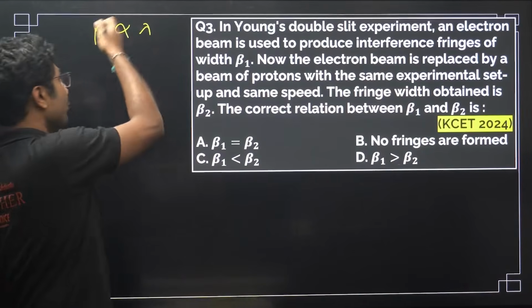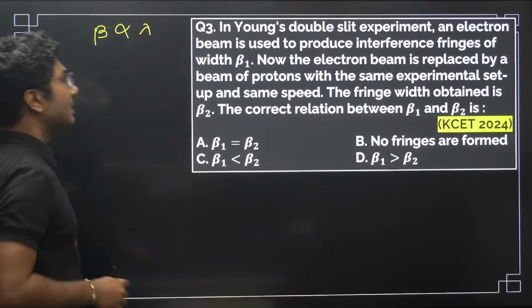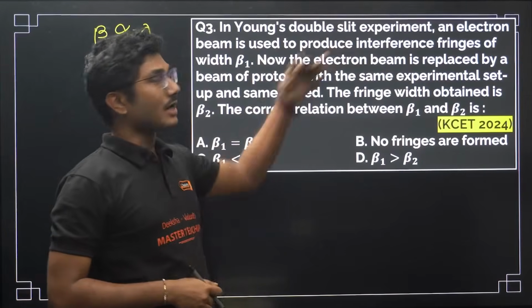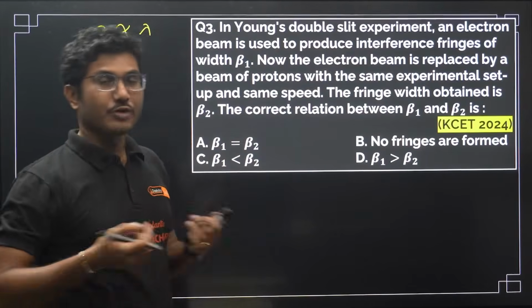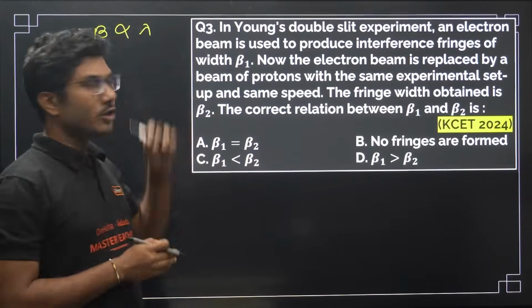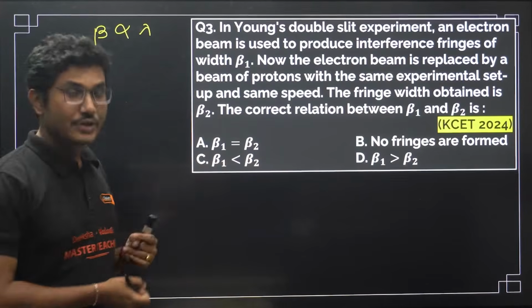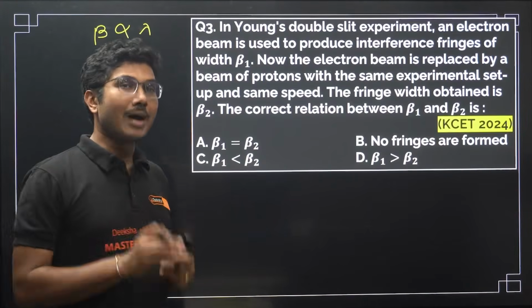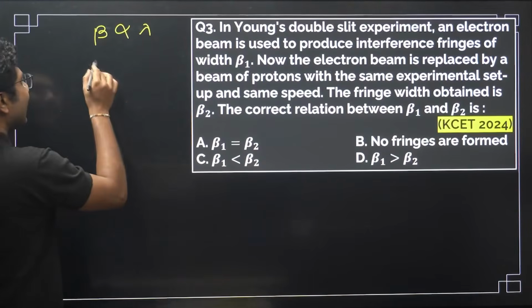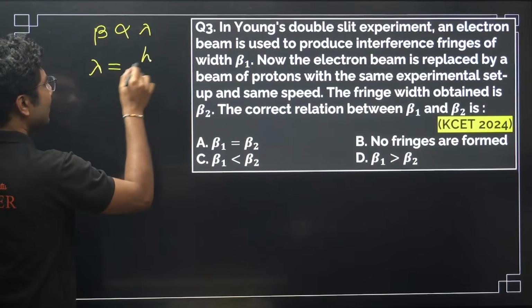So if fringe width is proportional to the wavelength of light, then what is the relationship between the wavelength of an electron and that of a proton? Electron and proton have different masses. Both of them have charges, but charge is not important for this calculation. The only thing that is important is the mass. Now wavelength is directly related to mass. How? Wavelength is given by h by p.